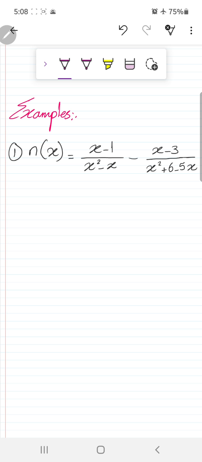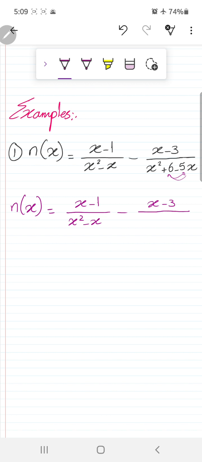We have some examples. Number 1: n of x equals (x minus 1) over (x² minus x) minus 3 over (x² plus 6 minus 5x). As we said, we have steps to add or subtract two algebraic fractions. First, arrange the terms. Here we must rearrange 5x and 6. So first, write n of x equals (x minus 1) over (x² minus x) minus 3 over (x² minus 5x plus 6).